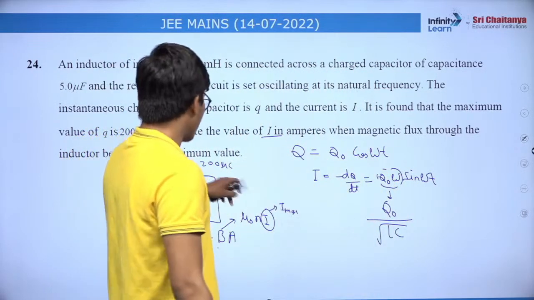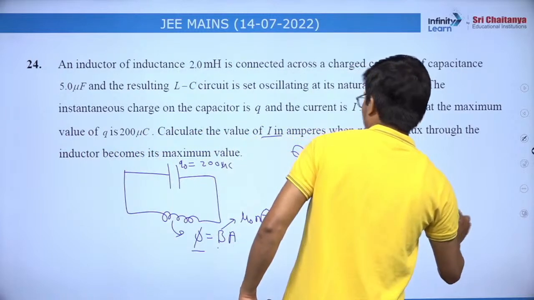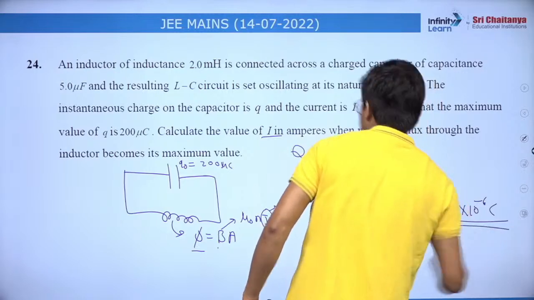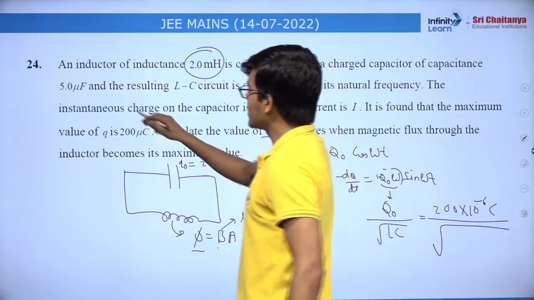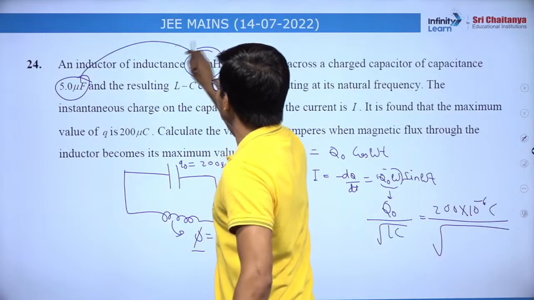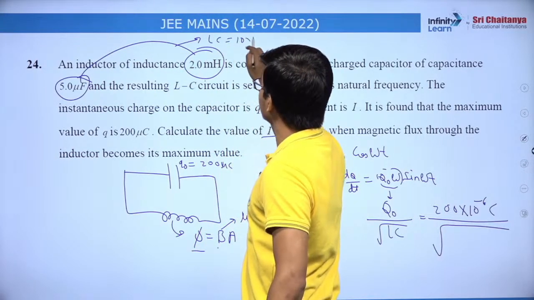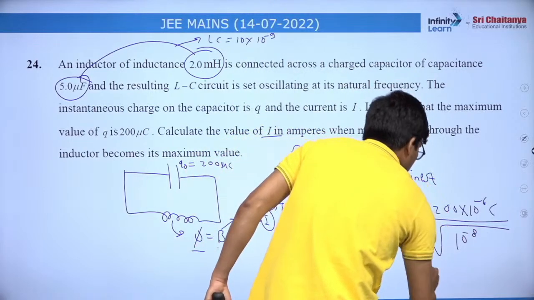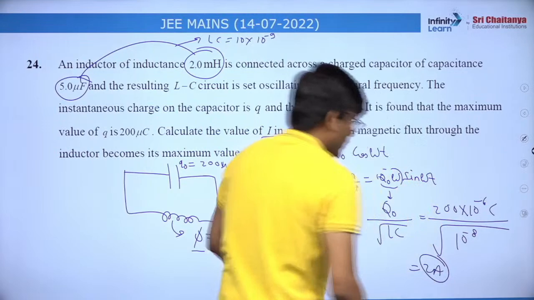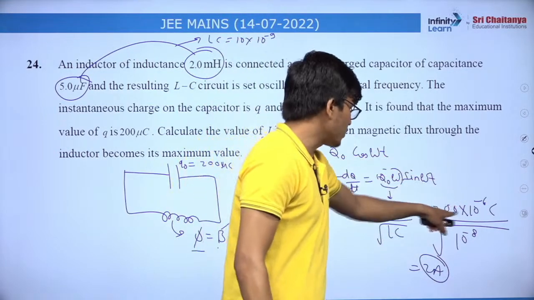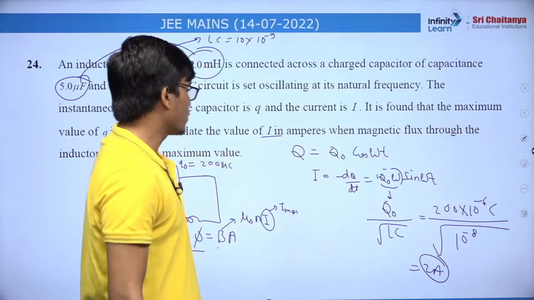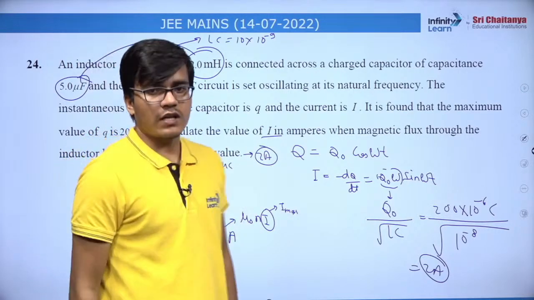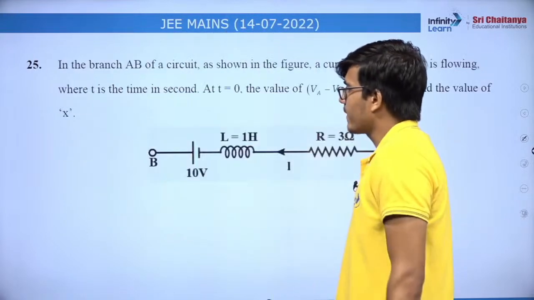So q naught is the maximum value that is given to you, 200 into 10 to the power minus 6 coulomb, divided by root LC. L is 2 millihenry, C is 5 microfarad. So LC will be 10 into 10 to the power minus 9, that is 10 to the power minus 8, so root LC is 10 to the power minus 4. So it is 2 ampere, right? Minus 4 minus 6 is minus 2, and 200 into 10 to the power minus 2 will be 2 ampere. So what is the maximum value of current? That is 2 ampere. Direct formula based question from LC oscillation.